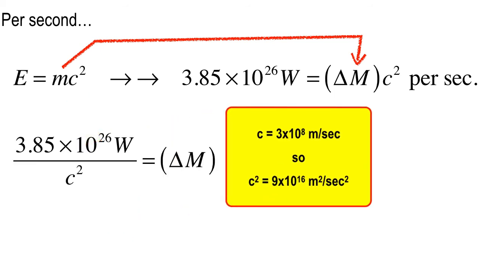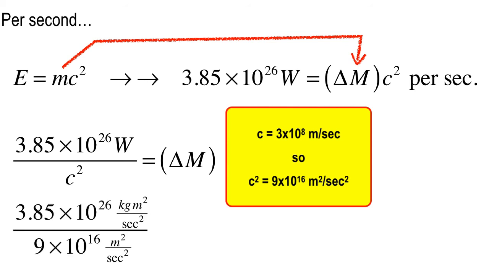All right, so divide both sides by c squared, okay, and you get this down here, 3.85 times 10 to the 26 watts, that's the total luminosity of the sun. Divide that by c squared, and you'll get delta m. And so now let's put in the number for c squared. It's going to look kind of bodacious, but it's not that bad. 9 times 10 to the 16 in the denominator. Keep the numerator the same.